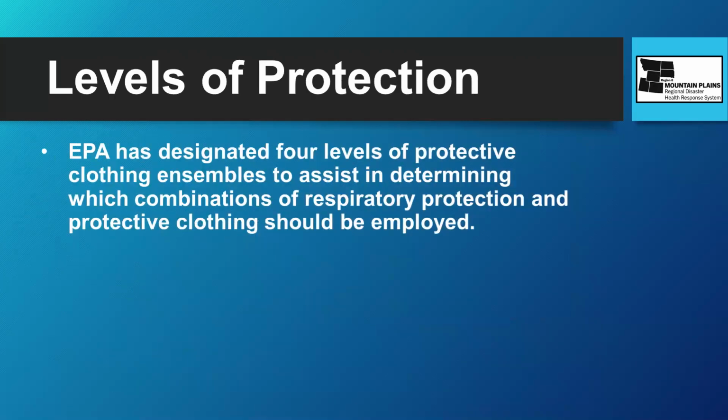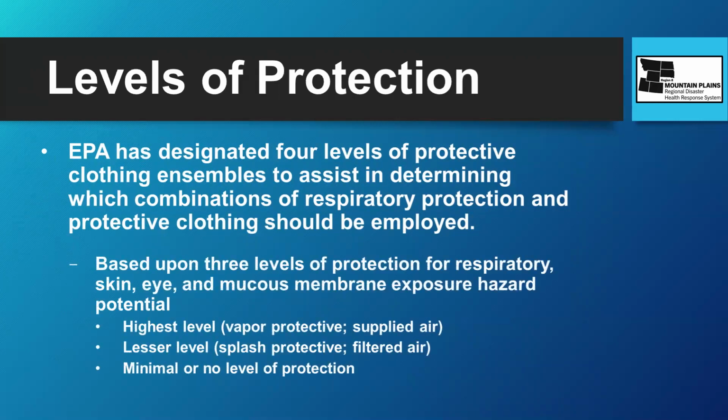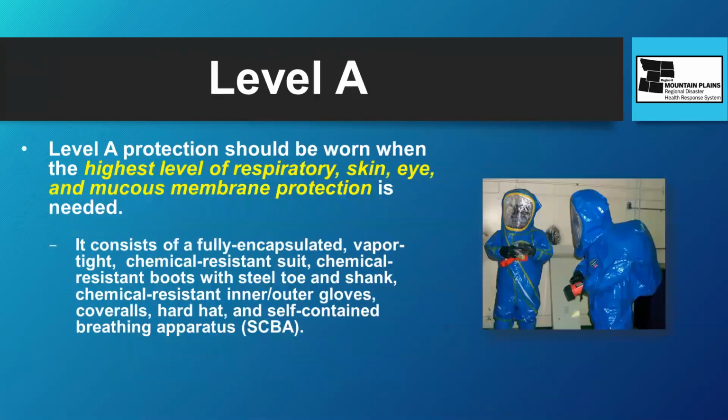The Environmental Protection Agency has identified 4 levels of protective clothing ensembles, depending on the function you will fulfill in one of these events. The level of protection depends on the respiratory and skin protection. The highest level is vapor protective, and it has a supplied air system. Lower levels provide protection against splash of the agent, and it filters the air. And then obviously the lowest level is minimal or no protection.